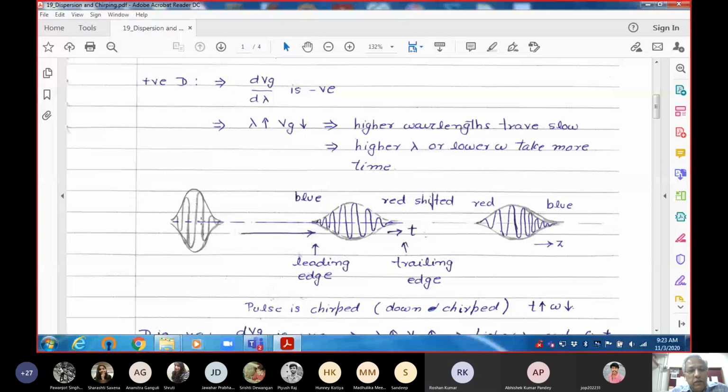This input pulse has several frequencies around the carrier frequency omega equal to omega naught. It has higher frequencies and lower frequencies. So lower frequencies are reaching late and higher frequencies are reaching first.